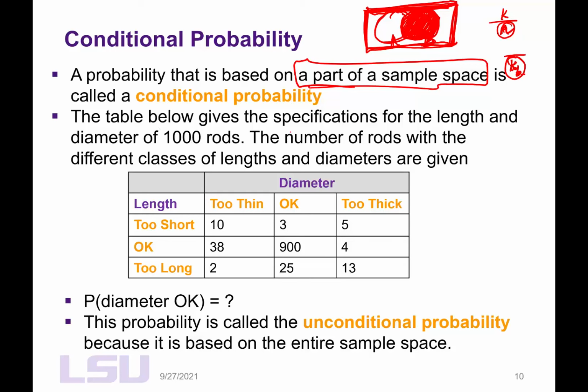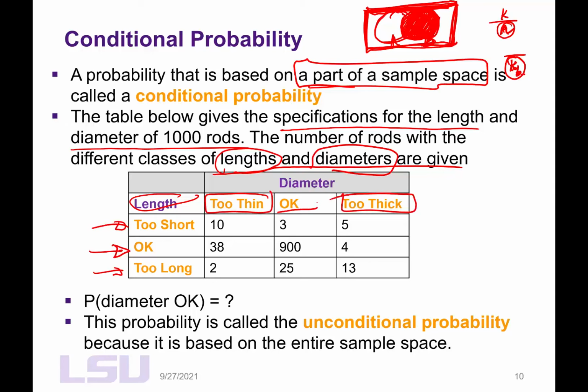You have a table that gives the specifications for the length and diameter of 1,000 rods. The number of rods with different classes of lengths and diameters are given. So we have lengths and we have diameters. For the length, it's either too short, too long, or the length is just fine. The diameter, same deal. It's either too thin, too thick, or the diameter is just okay. And then we have numbers corresponding to the combinations of the lengths and the diameters. So the number of rods that are too short and too thin is 10. The number of rods with the right diameter and the right length is 900, and so on.